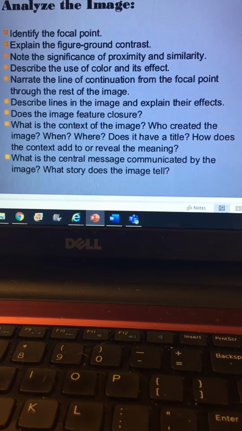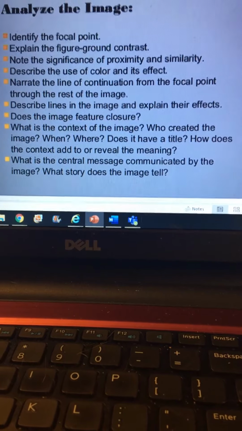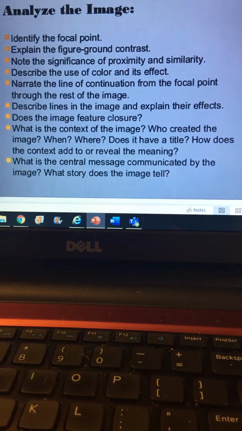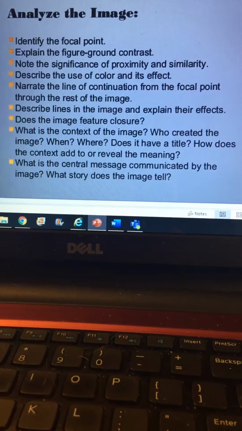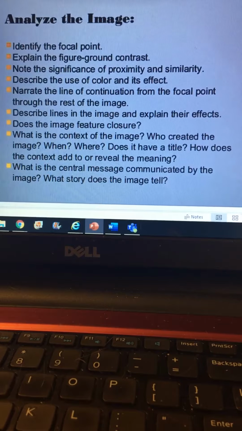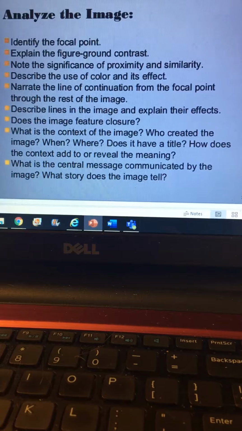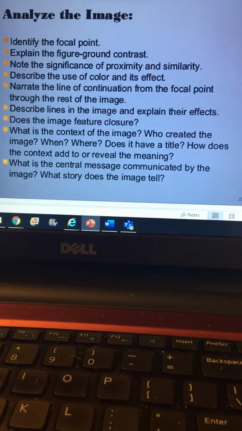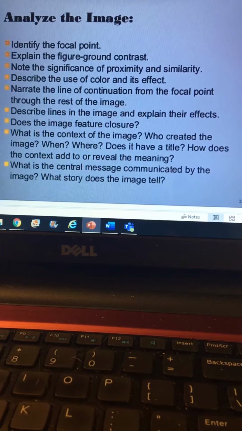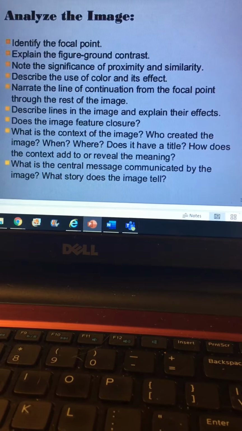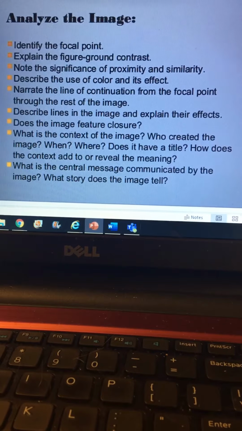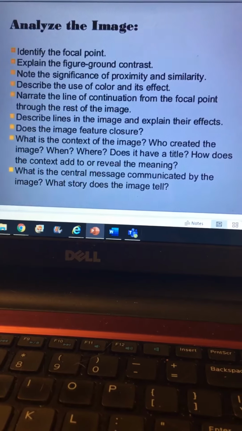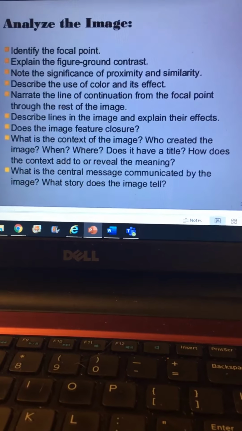Then you're going to look at the context of the image. This is where you're going to Google the image and see what you can find out. Why did the artist create this piece of art? Who is the artist? When did he create it? The title. Does the title go along with the actual work of art? How does the context add to or reveal the meaning? Does it at all? You'll have to look that up and see what these paintings or the lithograph are. And then finally, what is the central message that this image is trying to communicate? Does it have a story that the image is trying to tell?